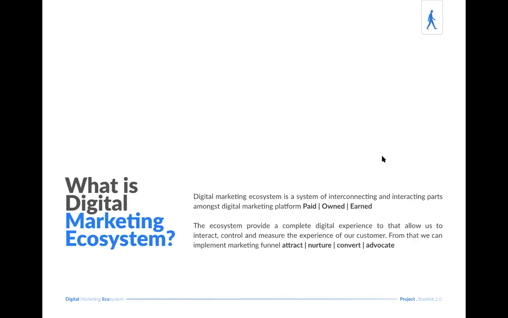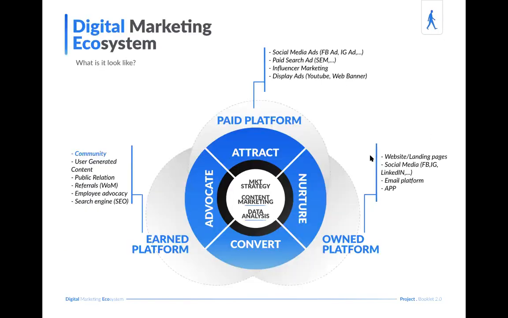Next slide. If you wonder what the whole digital ecosystem looks like, this is the big picture. First you can see the marketing strategy, content marketing, and data analysis. These are the three main parts that manage and control the whole performance of the digital ecosystem. The customer flow is attract, nurture, convert, and advocate. Relating to each stage, you have the paid platform.